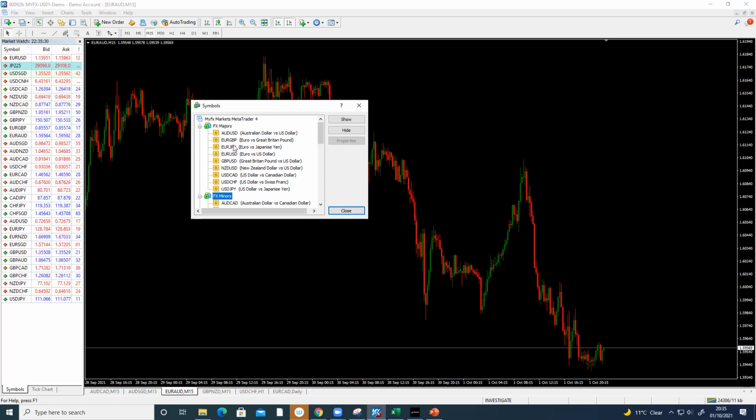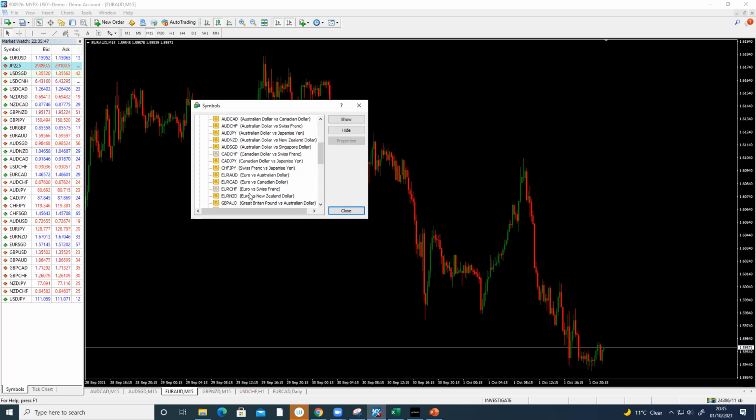And of course, we've got the Euro GBP. Europe is central with Great Britain. The Euro and Japan as well. The Euro is a global economy and the Japanese is a global economy as well. And the Euro USD global as well. So these are the majors.